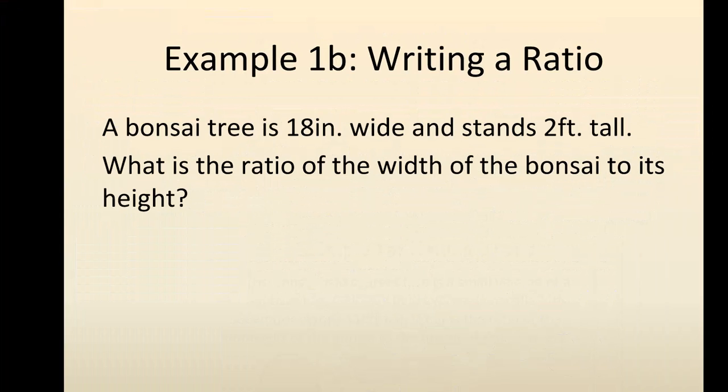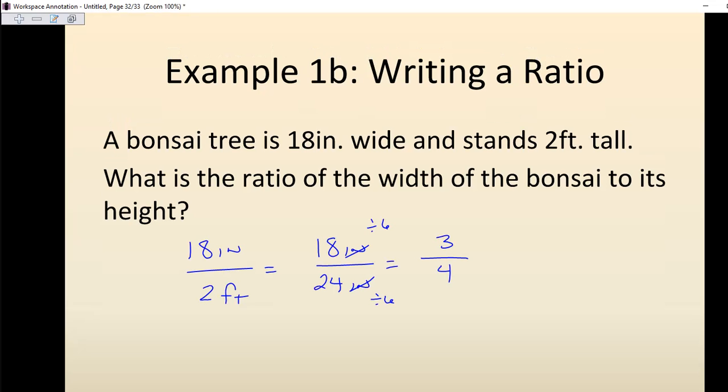All right, so let's take a look at another one. You try this one. The bonsai tree is 18 inches wide and stands 2 feet tall. What is the ratio of the width of the bonsai to its height? Pause the video now, work this one out, and come back and check your answer when you're done. All right, so once again, it says the width of the bonsai to the height, which means the width goes on top and the height goes on bottom. So we take our two numbers, 18 inches to 2 feet. We convert this into inches, which is multiplying by 12, and that gets us 18 inches over 24 inches. Reduce down by 6, and we get 3/4.